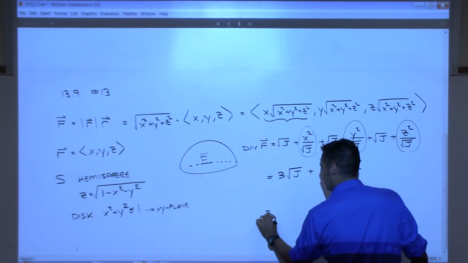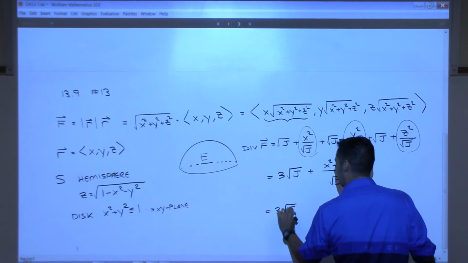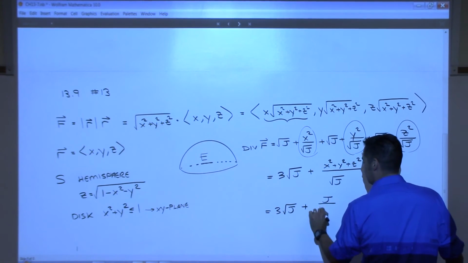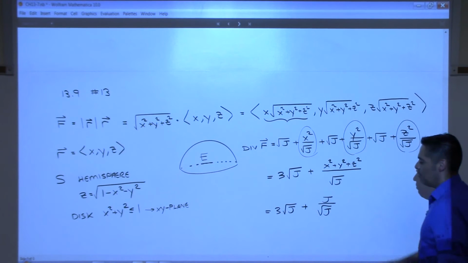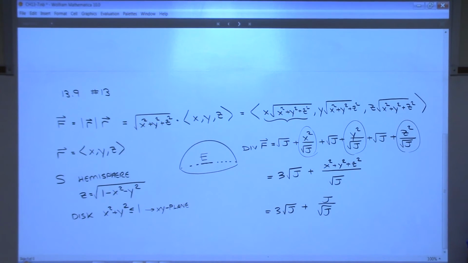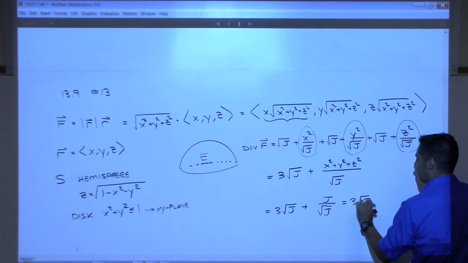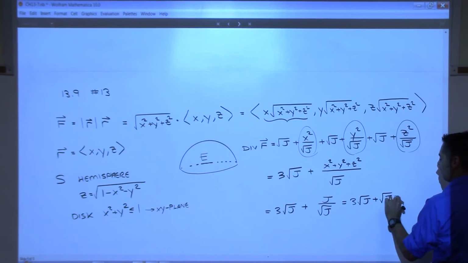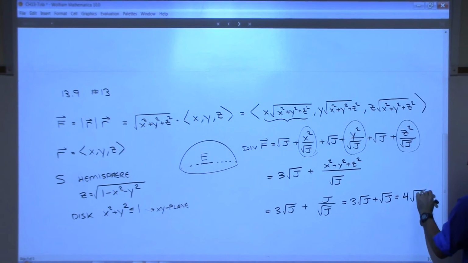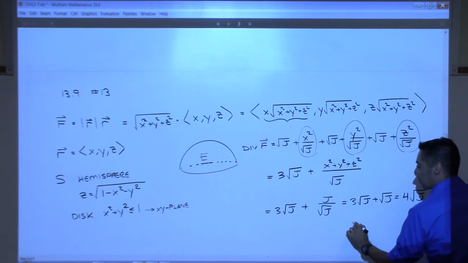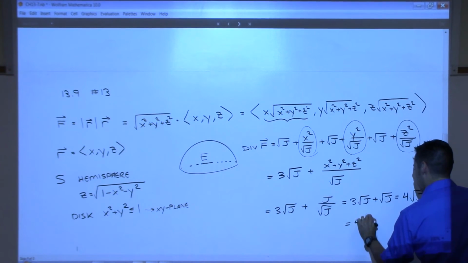Yeah? So I have 3 root junk plus junk over root junk. And what's junk over root junk? It's root junk, isn't it? So this is 3 root junk plus root junk, which is 4 root junk, which now I'll actually write in what it is.